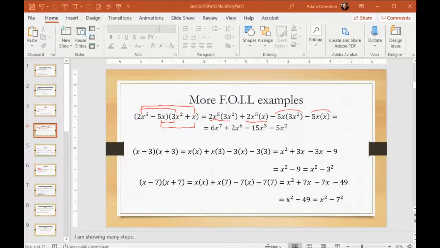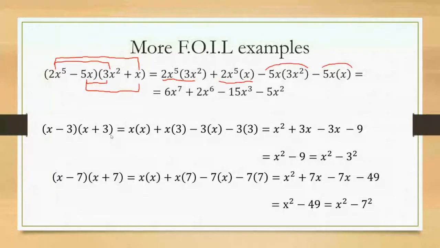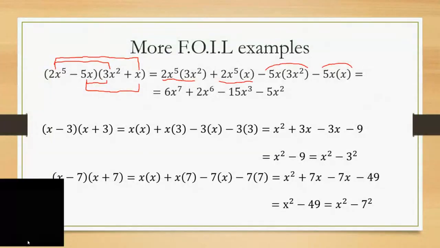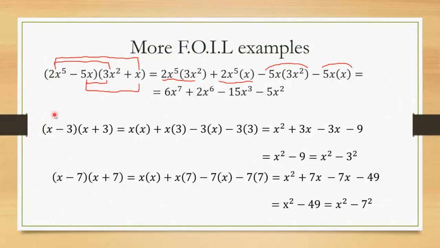Here we go. For the next one below it, x minus 3 times x plus 3, you can see from the slide, this one, two slides open. There we go. Okay. So from here, we have x times x, it's x squared, x times 3 over here, minus 3 times x, and minus 3 times 3.